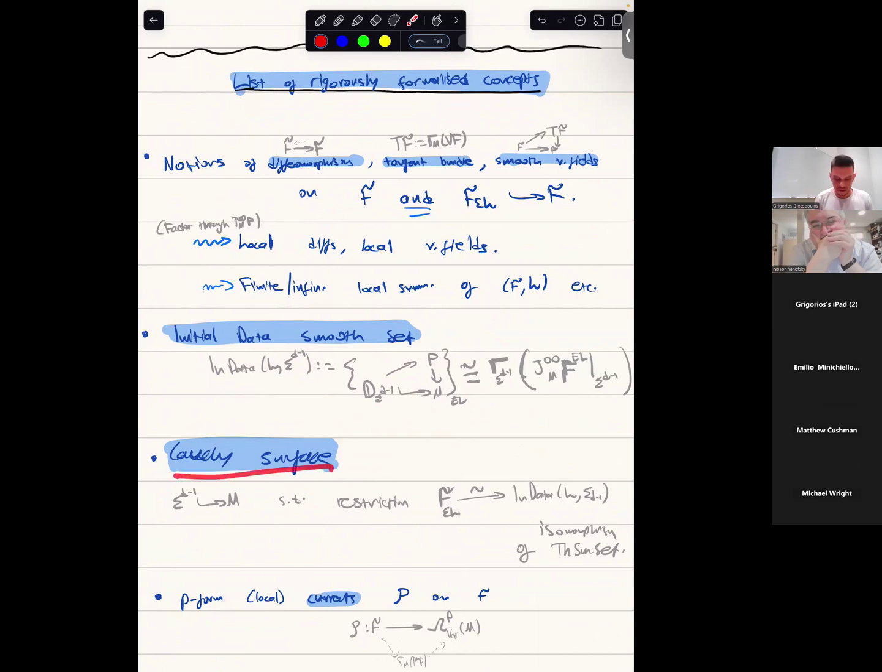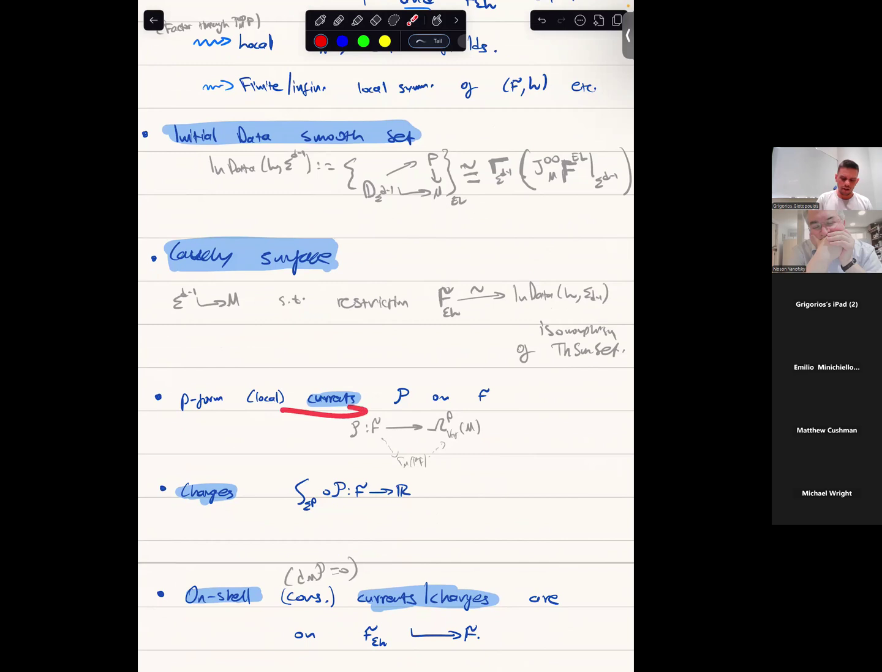But a Cauchy surface is some finite dimensional submanifold of space-time of codimension 1, such that the restriction of fields along this submanifold yields a bijection, or not just a bijection, but an isomorphism of thick and smooth sets in our setting. So this doesn't just give you initial data, but it tells you that this restriction map, if it is a Cauchy surface, also preserves infinitesimal structure and smooth structure.